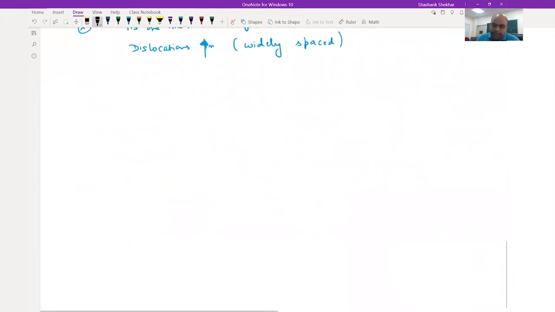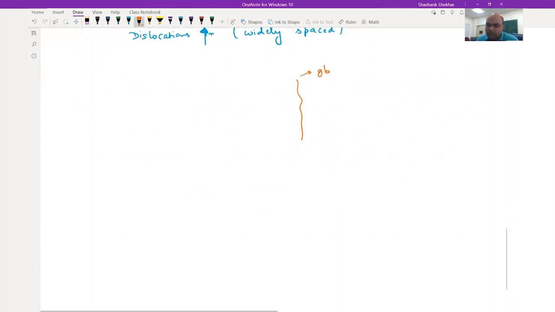Now, let me again draw this pile up. So this is your GB. So I will give you one formula now. So this is a slip plane, and then we have lots of dislocations, and we have to now maintain the distance also. So something like this.